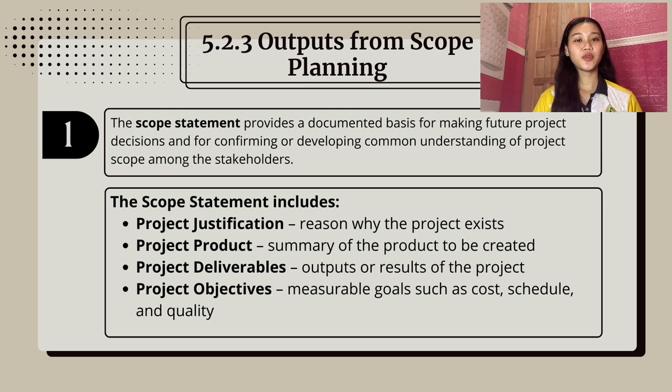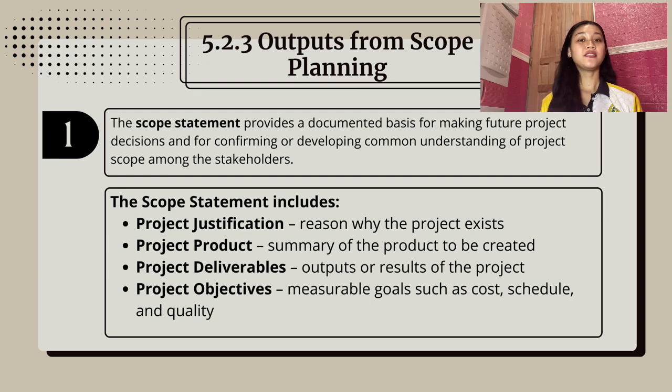Next is the output from scope planning. The scope statement is the most important, which clearly defines the project scope and provides a basis for future decisions. The scope statement includes project justification, the business need that the project was undertaken to address. The project justification provides the basis for evaluating future trade-offs. Next is the project's product, a brief summary of the product description.